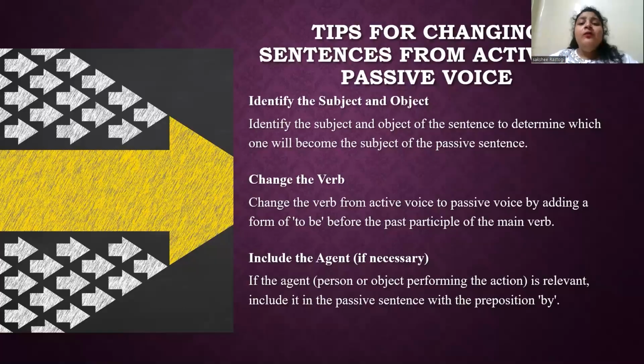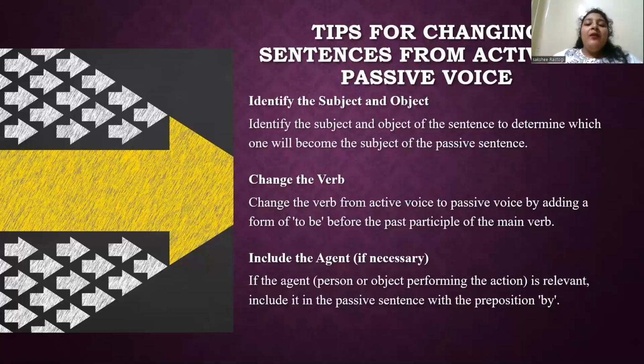To change the verb from active to passive voice, add -ed or -en to the base form of the verb. For example, with regular verbs, we add -ed to the base form. For example, write becomes written. We add -d if the verb ends in e, for example, love becomes loved. For irregular verbs, use the past participle form. For example, go becomes gone, take becomes taken.